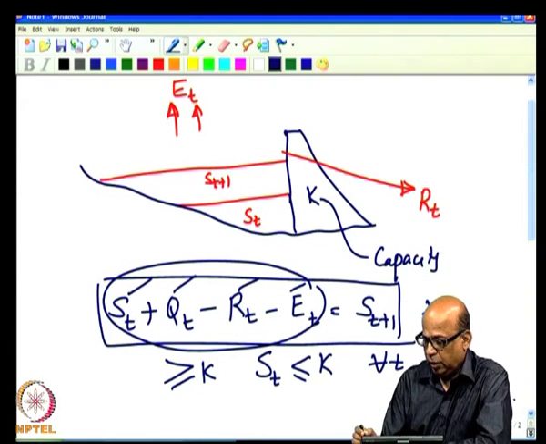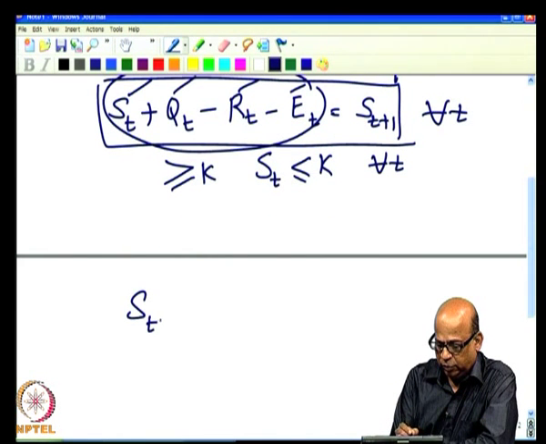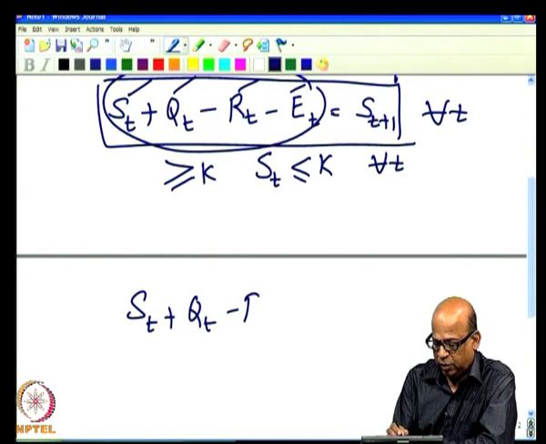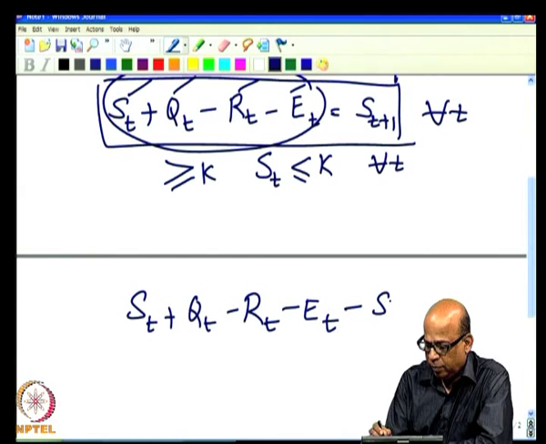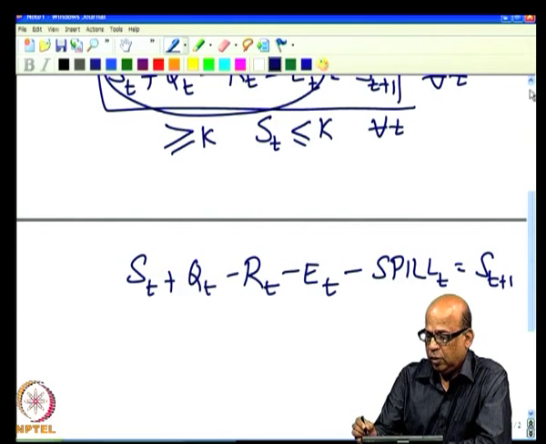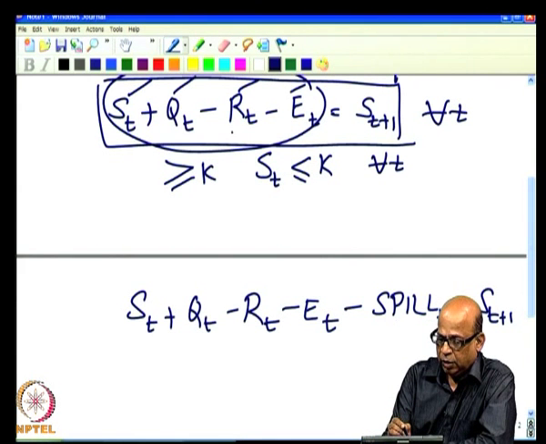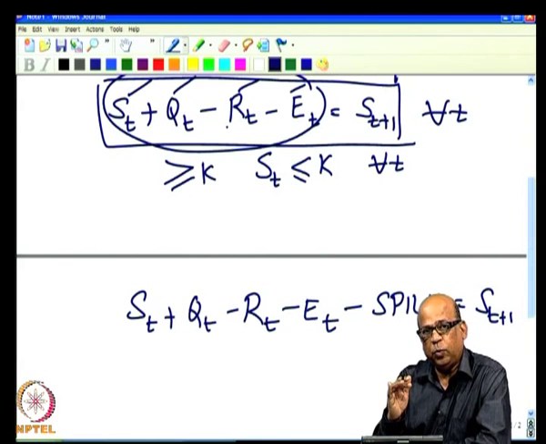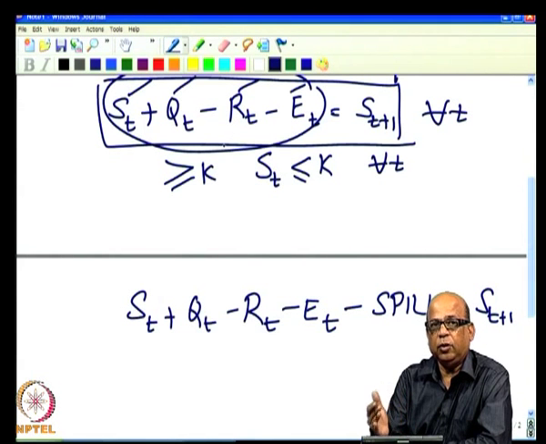So, we may include the term spill. I may write here St plus Qt minus Rt minus Et minus spill, let us say spill is the overflow, t, is equal to St plus 1. So, what is the difference between what I did here and what we are writing here? In this case, if you had specified Rt, let us say that a specific demand has to be met from the reservoir, and therefore you would have specified Rt equal to Dt.